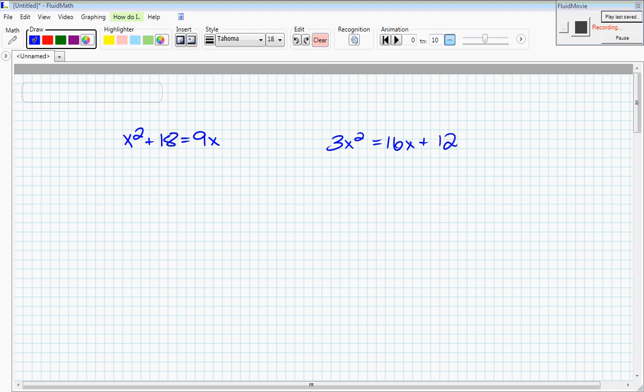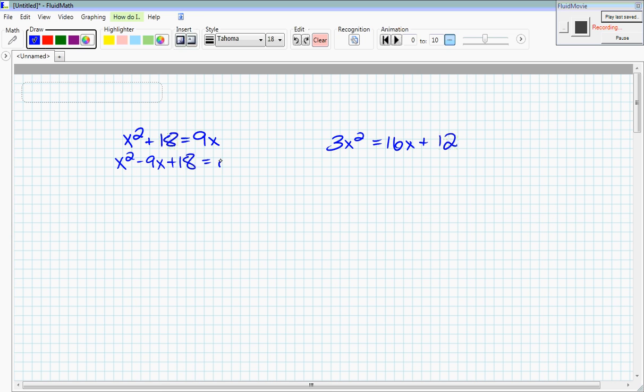Okay, to solve questions 2 and 6 from the Advanced Algebra 2 homework, it says to solve the equations by factoring and to check your answers. Now remember, before we factor, before we try to solve, we want to set this quadratic equation equal to 0. So we're going to say x squared, we're going to subtract the 9x.